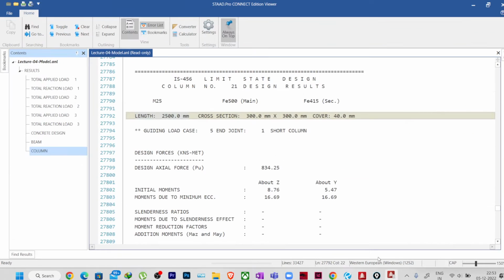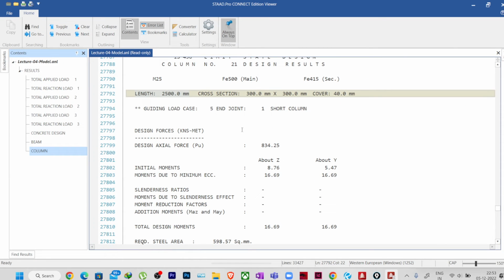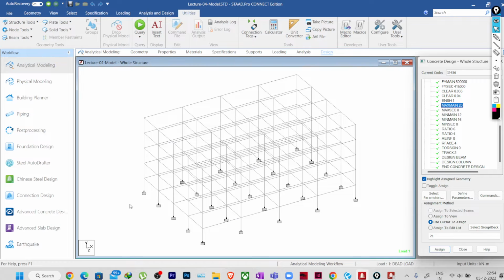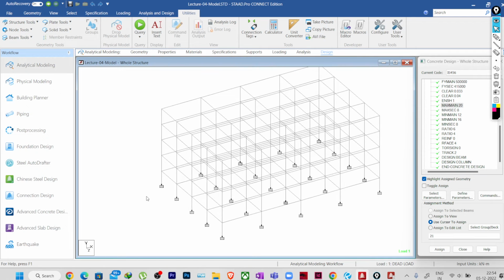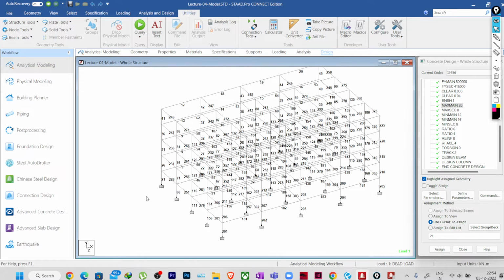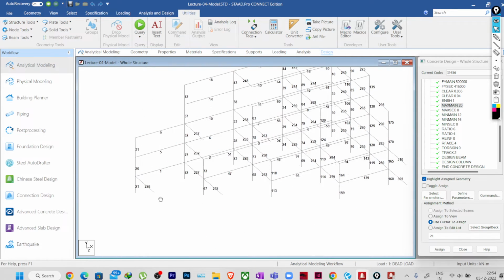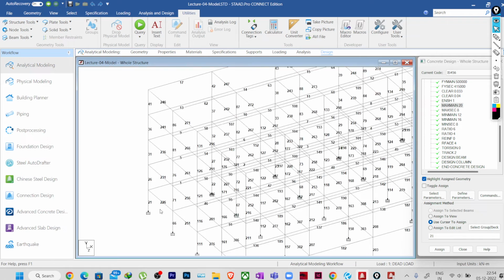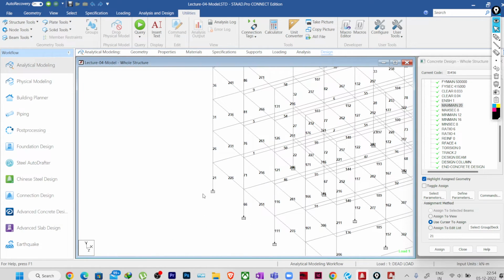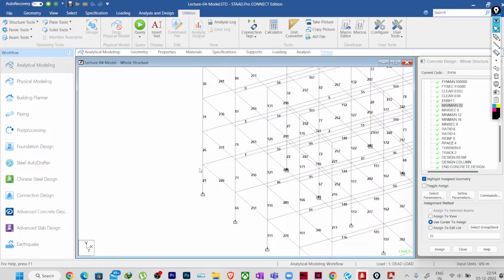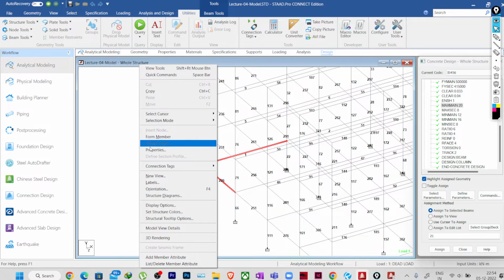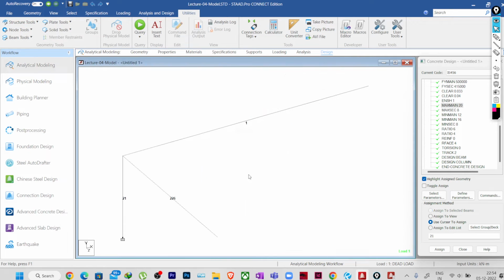As we were discussing column number 21, let me see which one is column number 21. I will turn on the beam numbers by pressing Shift B. You can see the beam numbers here. Here we have column number 21, the bottom story, and here we have the two beams. I'll select this beam and this column, right click and new view. So here you can see.